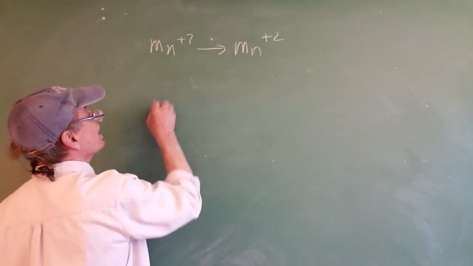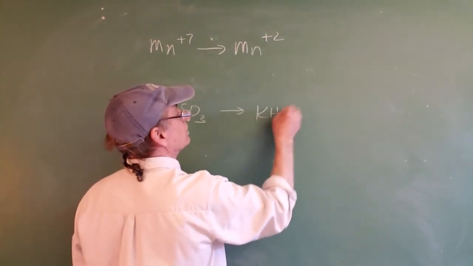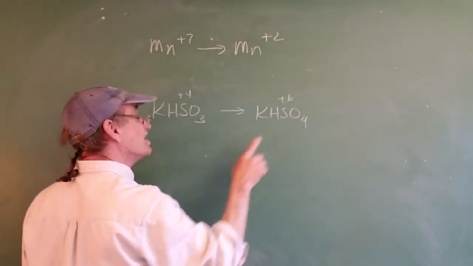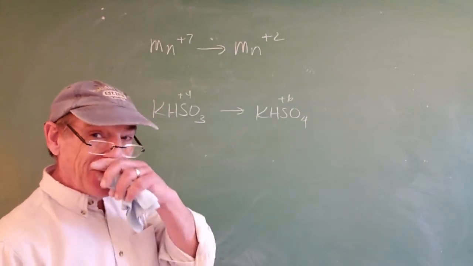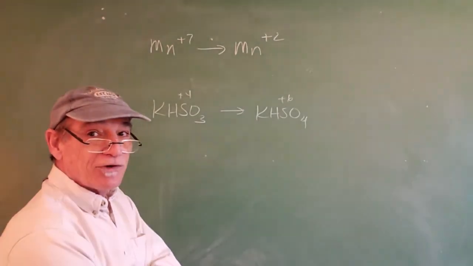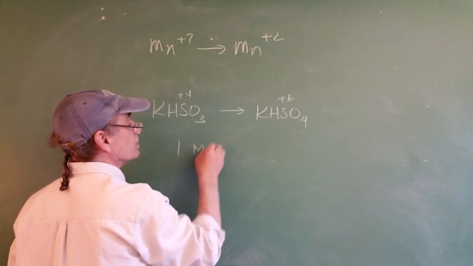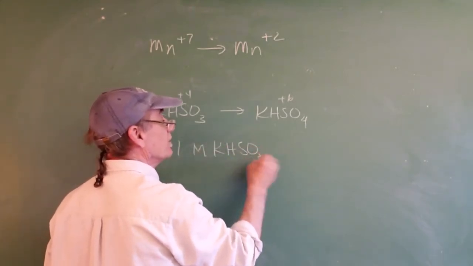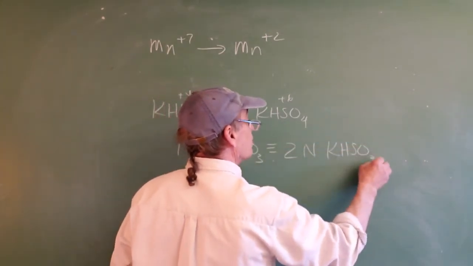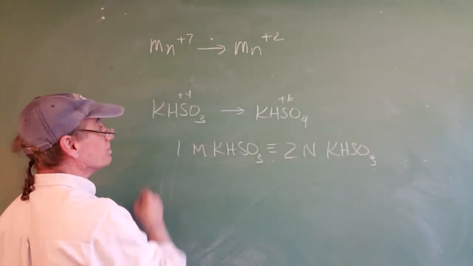Well, today, our KHSO3 became KHSO4, where the sulfur went from a +4 state to a +6 state, and it had to give up 2 moles of electrons in order to do that. It got oxidized, but that makes it the reducing agent. Okay, well, if that's the case, then a 1 molar solution, at least in this setting, of KHSO3 is equivalent to a 2 normal solution of KHSO3 because of its ability to give away 2 moles of electrons per mole of KHSO3.